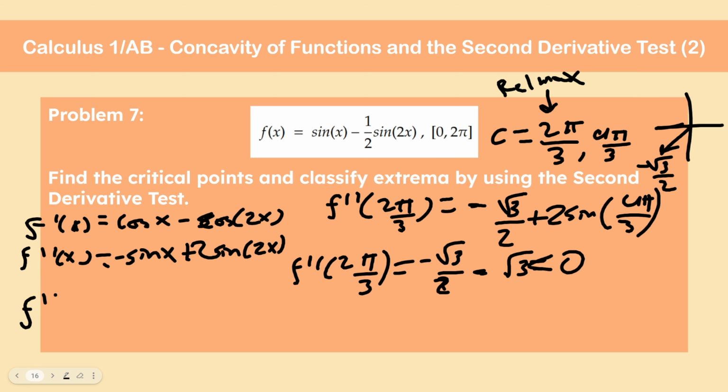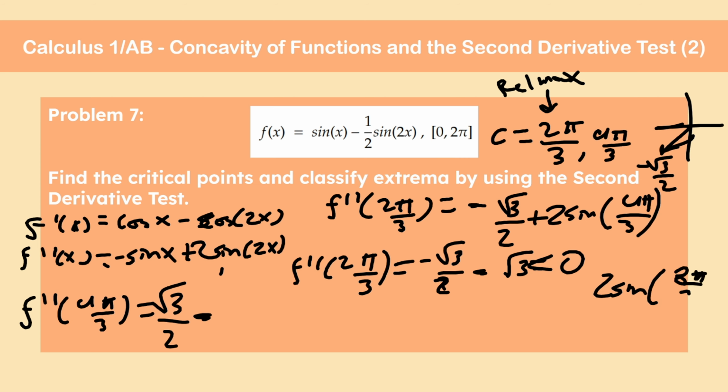So now let's try the second derivative at 4 pi over 3. We're going to be down here again. So negative sine of 4 pi over 3, which is negative square root of 3 over 2, so that becomes square root of 3 over 2, minus or plus, depending on what happens, 2 sine 8 pi over 3. That would be up here, which means that sine is positive, so this will be plus square root of 3, which is greater than 0, which means that this value is where a relative minimum occurs.